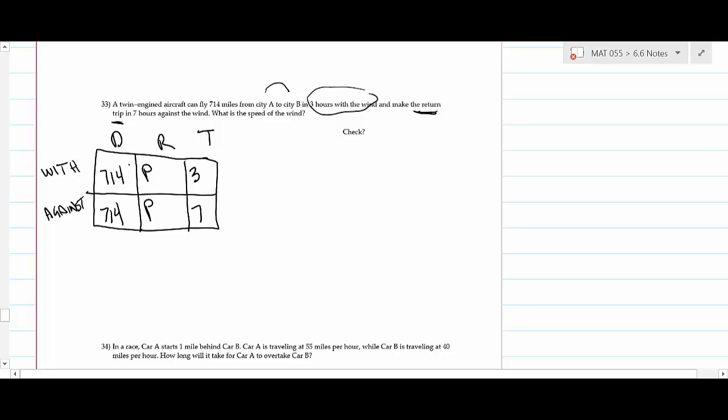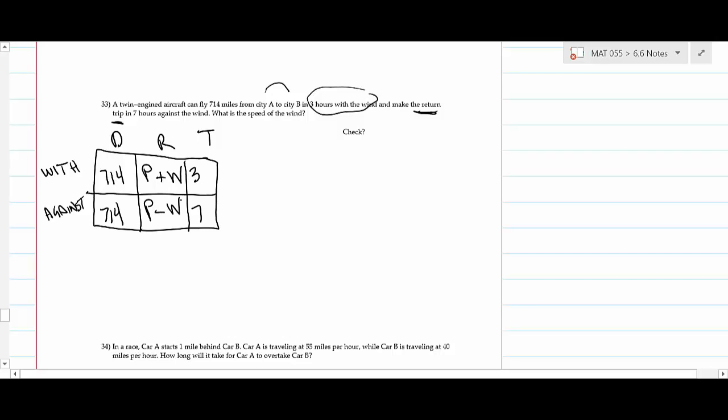And if you're going with the wind, does the wind make this plane go faster or slower? So what are you going to do here? If W is the wind, what do you put there? P plus W, right? How about against the wind? What would it be? Makes you go slower. So that's P minus W like that, okay?